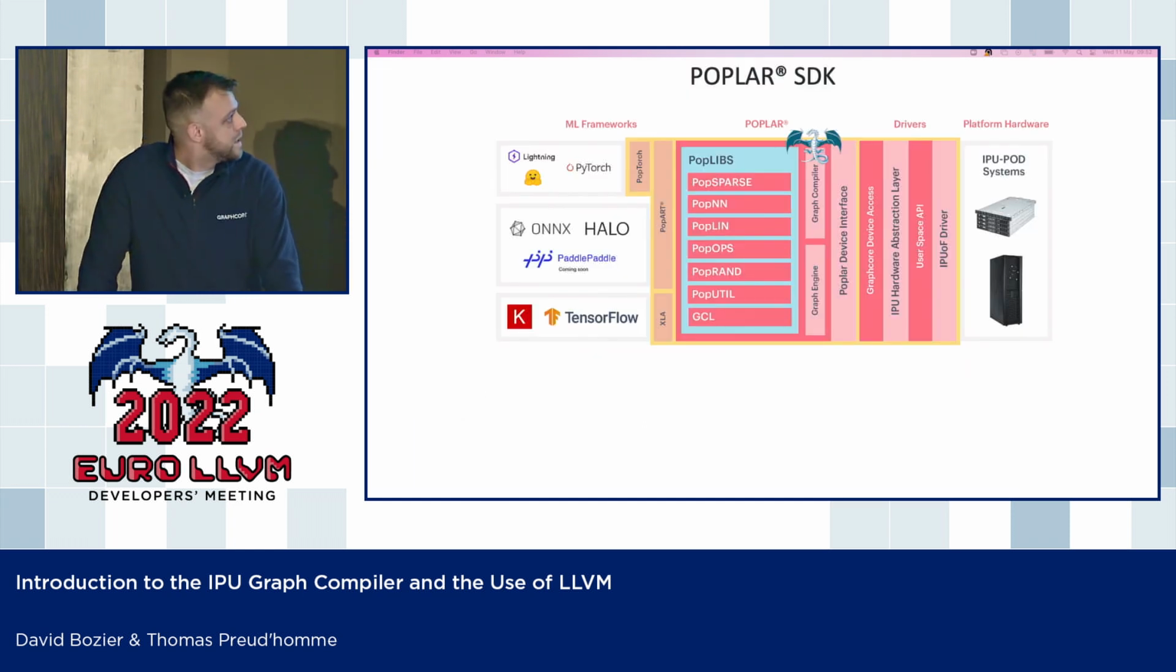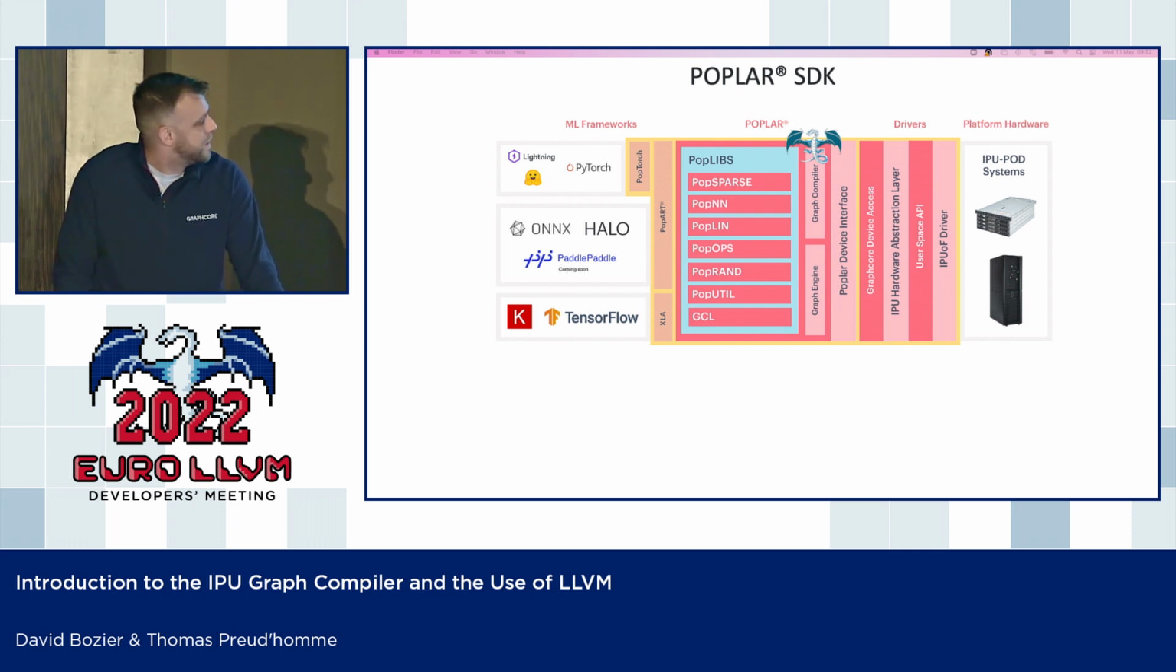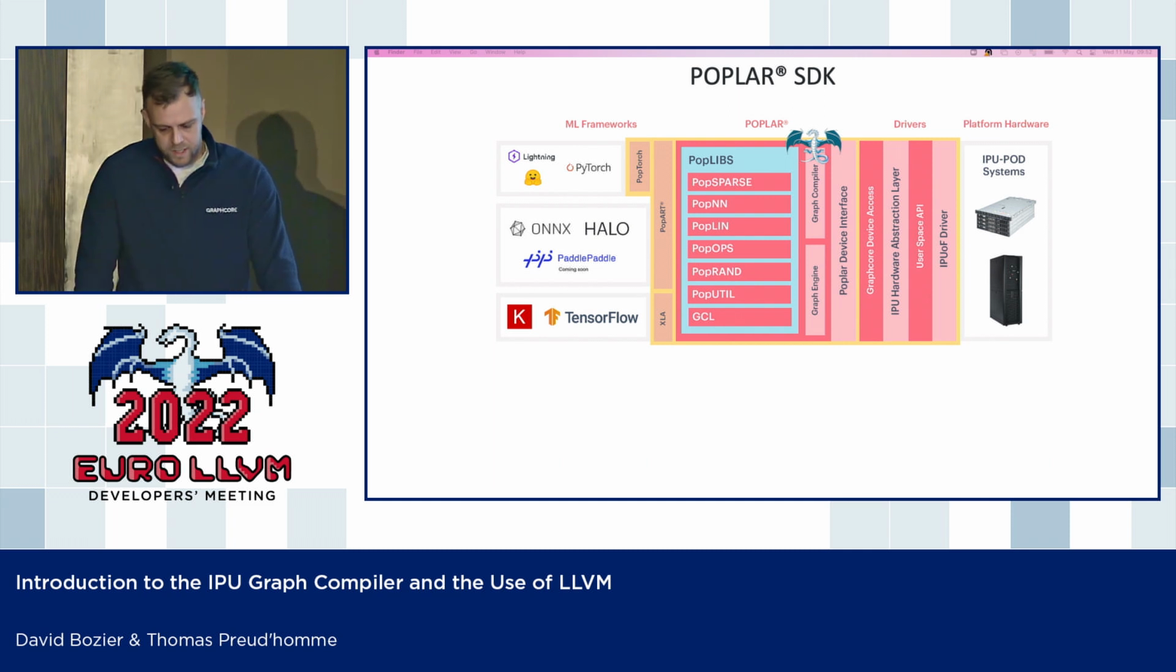So the hardware is only as good as the software that supports it. So at Graphcore, we provide a full software stack powered by our Poplar SDK. We support all of the major machine learning frameworks, or most of them, such as TensorFlow, ONNX, Keras, PyTorch. And this allows users to easily migrate to the IPU platform.